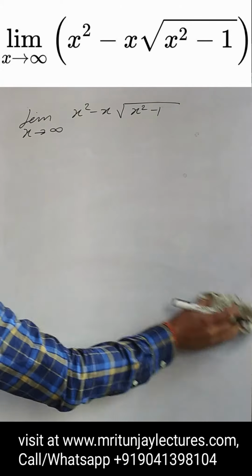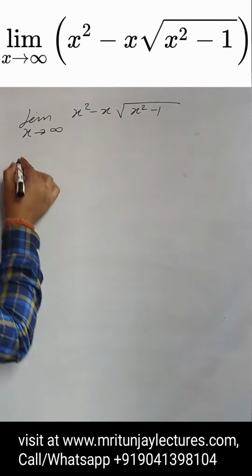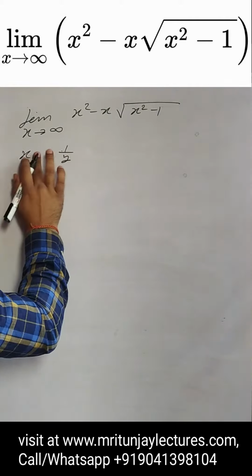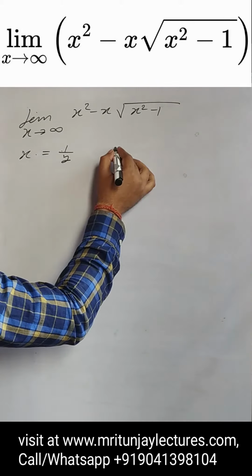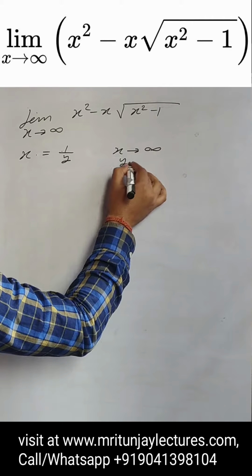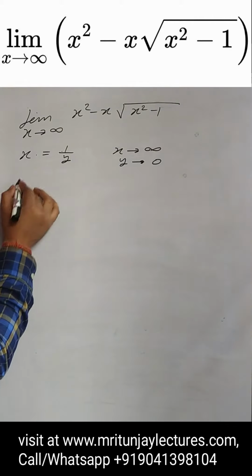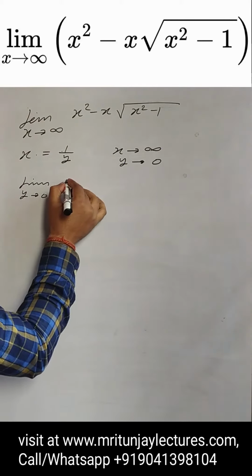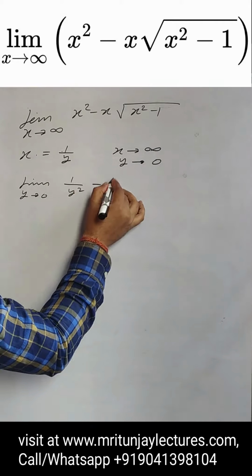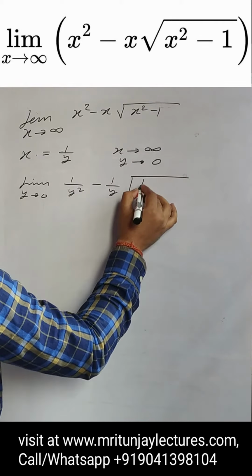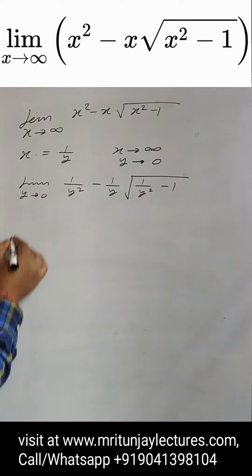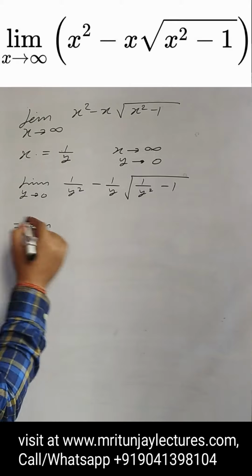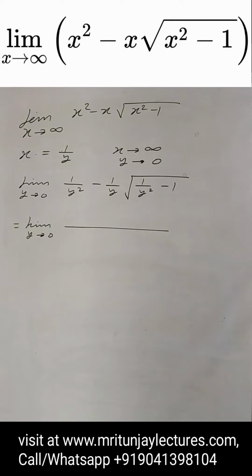First of all, make this substitution: replace x by 1 by y, so x is equal to 1 by y. If x tends to infinity, then what about y? y tends to 0. So first of all, put y tends to 0, and that is 1 by y square, 1 by y under root of 1 by y square minus 1. That value, limit y tends to 0, take the LCM.